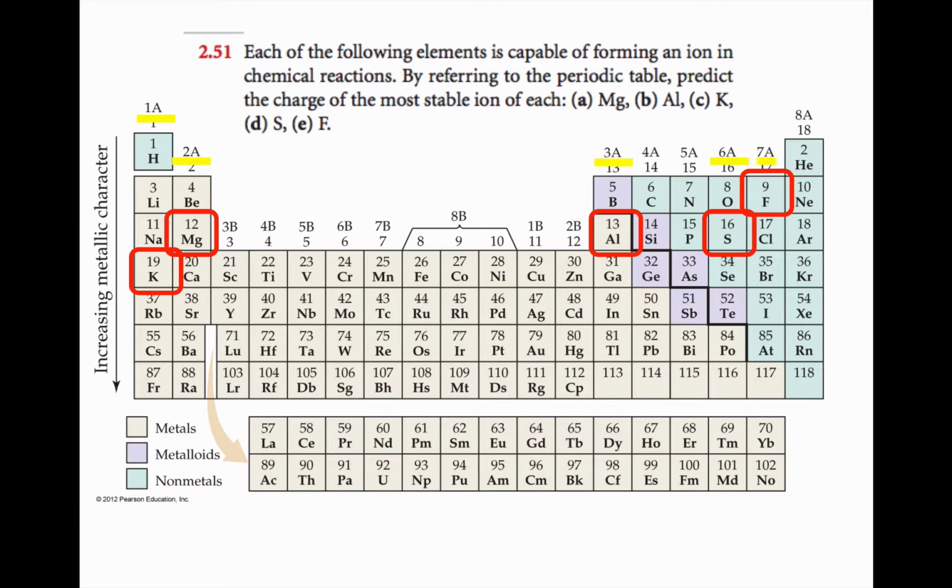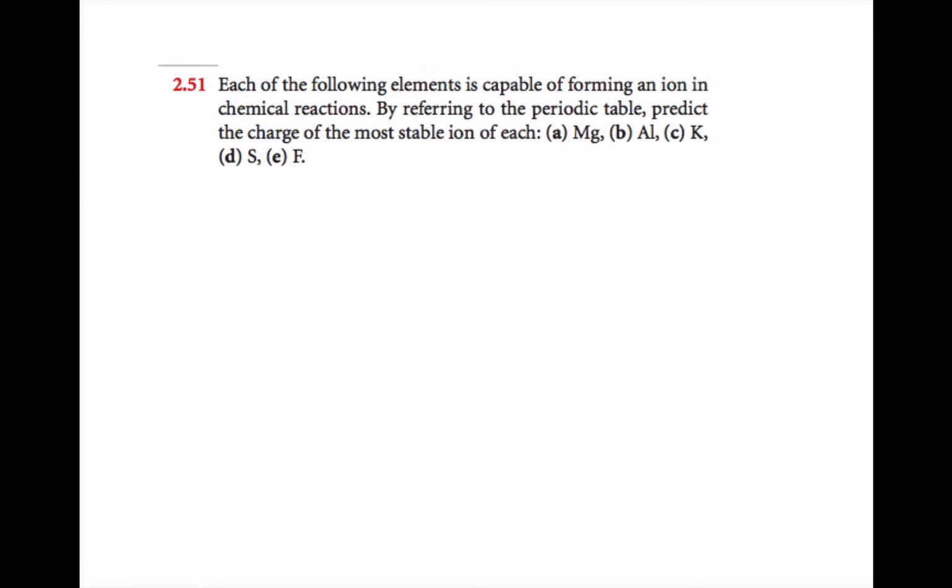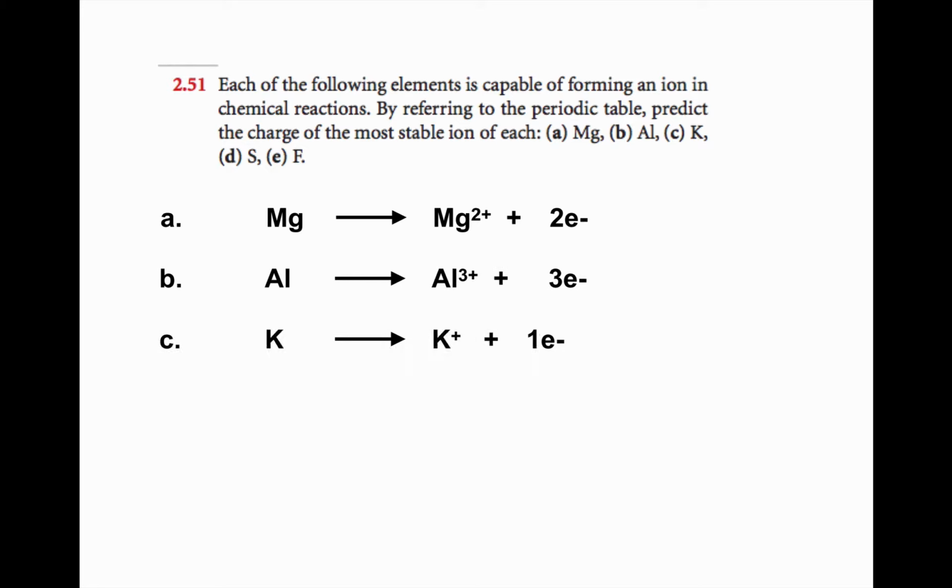So we look at the group number in terms of how many electrons you're going to lose or gain. Magnesium can lose 2, aluminum will lose 3, potassium can lose 1. Notice the electrons are coming off. The way we symbolize this is we put an arrow for the change. It was magnesium, now it's magnesium 2+ plus the 2 electrons you took off. It was aluminum, now it's aluminum 3+ plus the 3 electrons you took off.